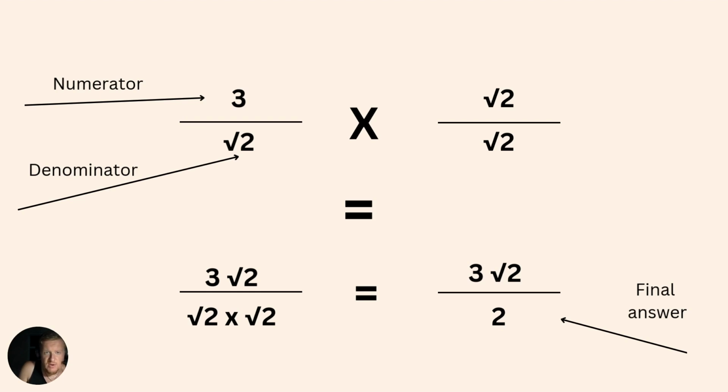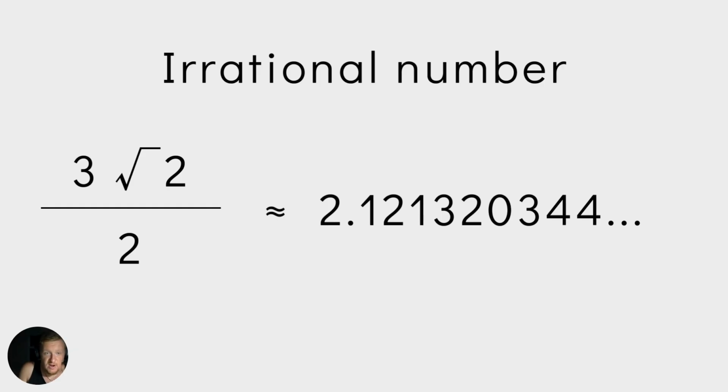If you do 3 square root 2 times the square root over square root, that's going to equal 3 square root of 2 over the square root of 2 times the square root of 2, which will simply make the answer 2 at the bottom. And this is the final answer because this fraction number is in fact an irrational number. 3 square root of 2 divided by 2 will equal 2.121320344, and the numbers just keep going on forever and never repeat.